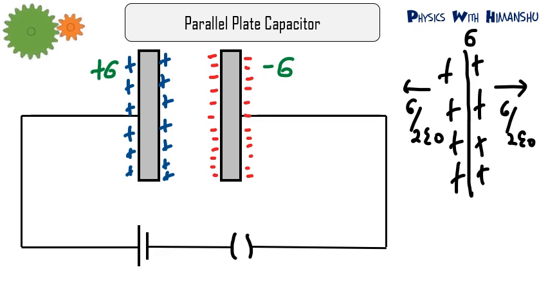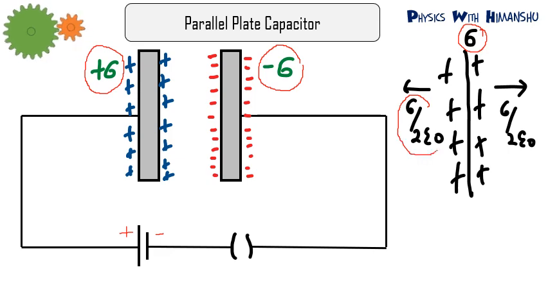now we have one plate positively charged and one plate negatively charged. This plate is positively charged and connected to the positive terminal. This plate is negatively charged and connected to the negative terminal. Now suppose the surface charge density is sigma on the positive plate and minus sigma on the negative plate. We have already derived that due to a surface charge sigma, the electric field is sigma by 2 epsilon.